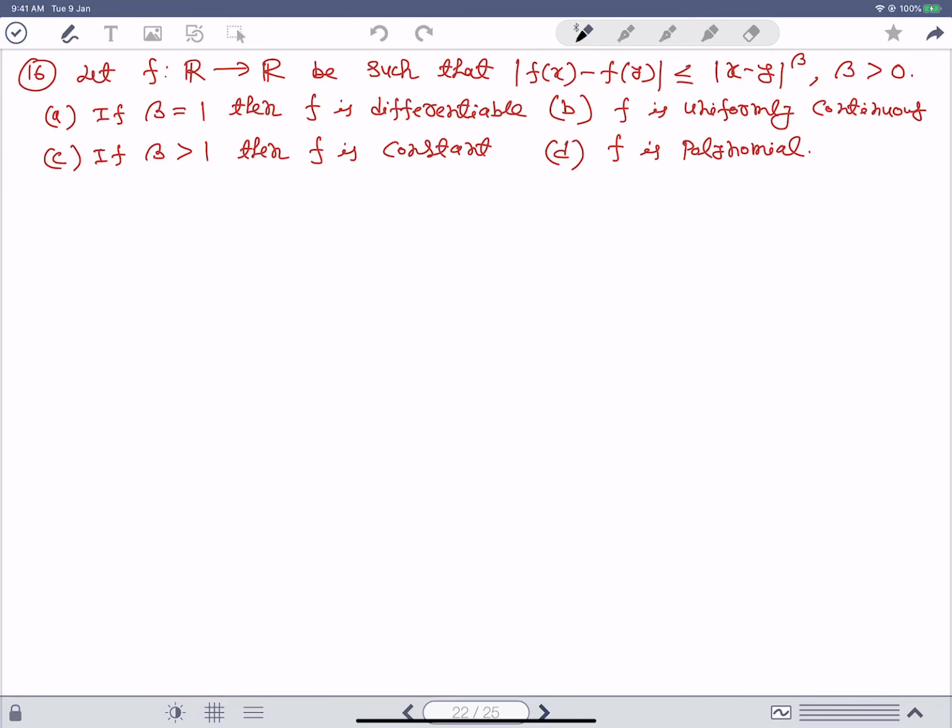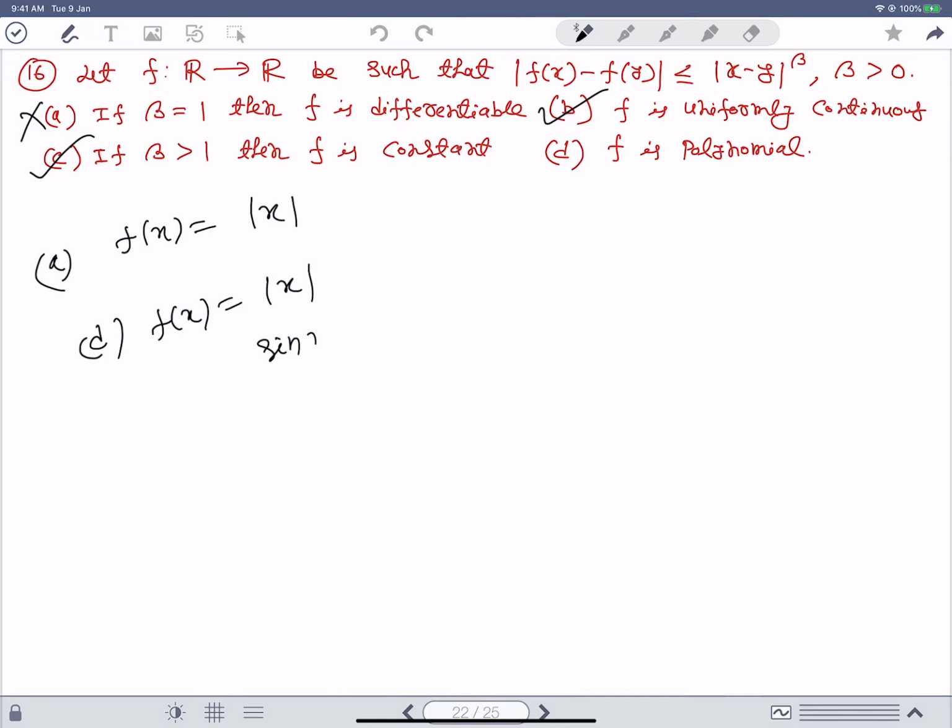So, obviously, this is not true, right? Why is 16 not true? We have taken the example f(x) equal to mod x, right? So that is not differentiable, but satisfies this condition. And B, we know, we proved that, we have seen this also. Now, for D, again we can give the example f(x) equal to mod of x. You can write also sin x as well.